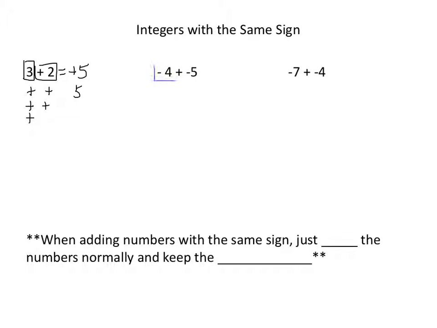And the next one, we have a negative 4 and a negative 5. So I start with 4 negatives, I add 5 more, and now we have a total of 9 negatives.